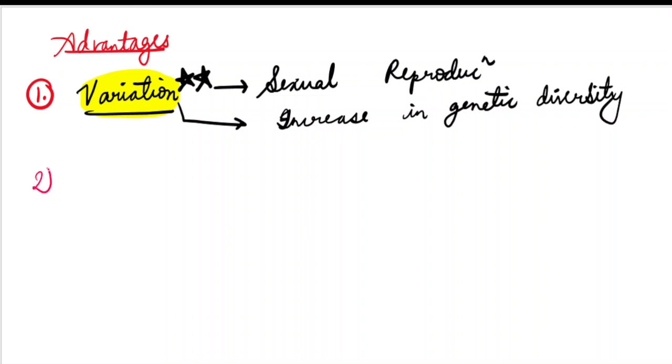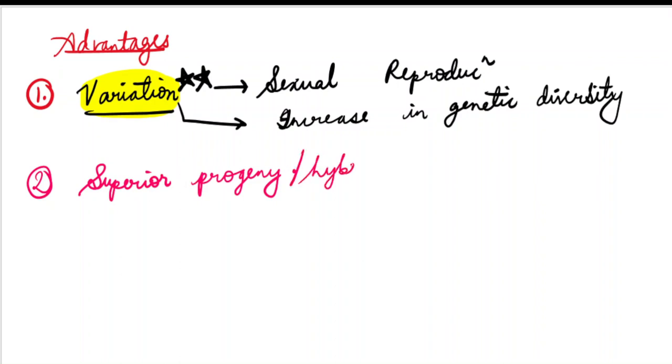Now the second advantage is hybrid vigor, meaning you will get a superior progeny. The progeny will be healthy and you will get good genes. As I said, if there is variation and an increase in genetic diversity, then the outcome will be good. You will not get the same pure line the way you were getting in self-pollination. So here you will get superior progeny, a good quality product. You will get hybrid vigor. So these are the two main advantages of cross-pollination.